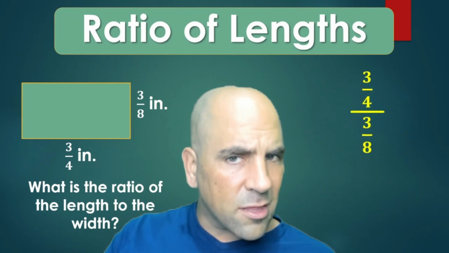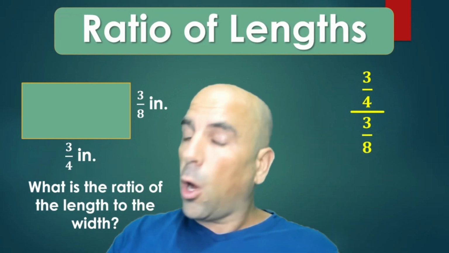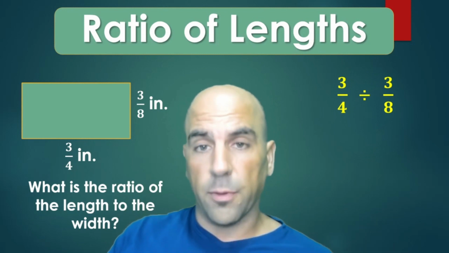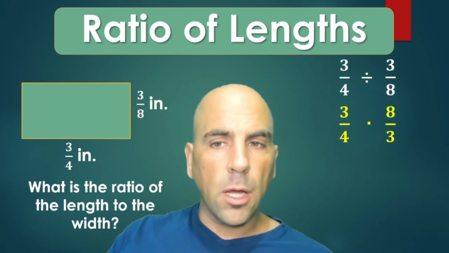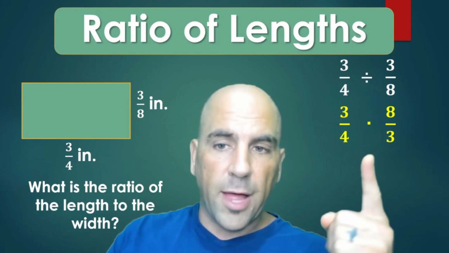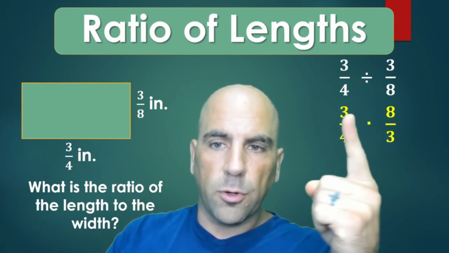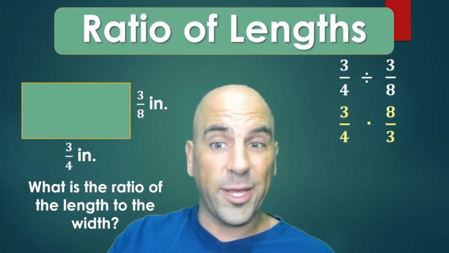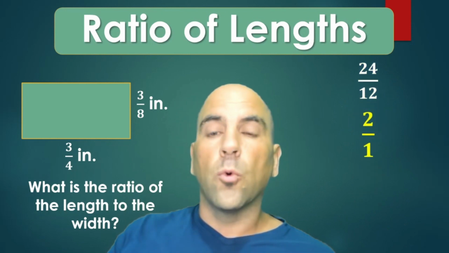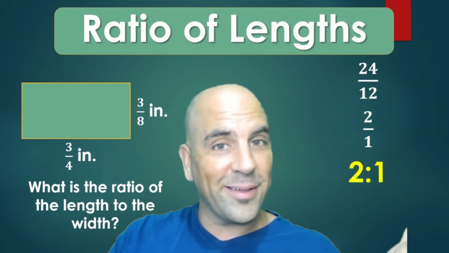We could also write this in division, 3/4 over 3/8, and so that would create a division problem. All right. And you do know if we are dividing by a fraction, we can then multiply by its reciprocal, flipped upside down. So if we just multiply the numerators and denominators, guess what we get? We get 24 over 12, which is 2 to 1, which can also be expressed as 2 to 1.